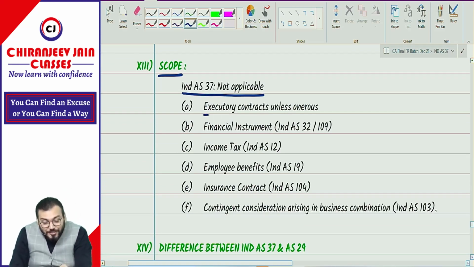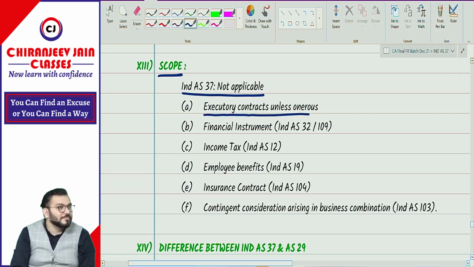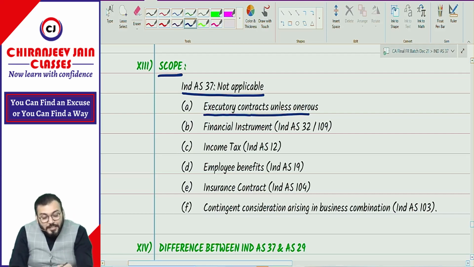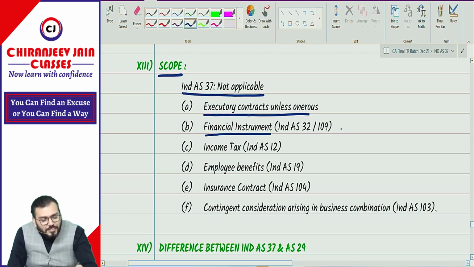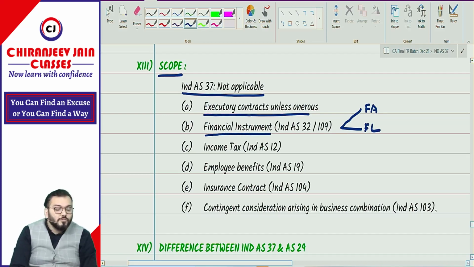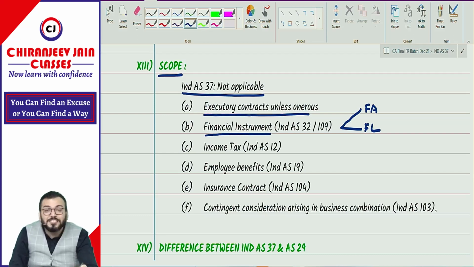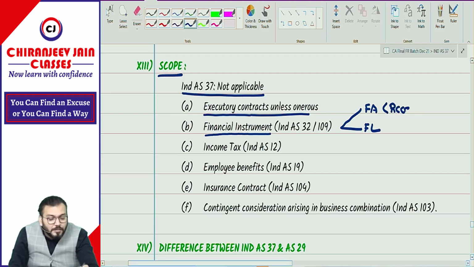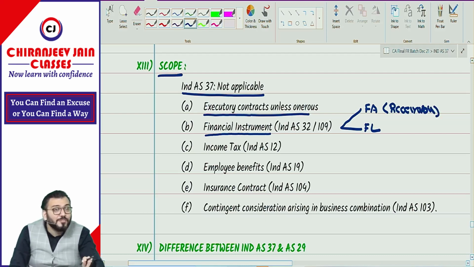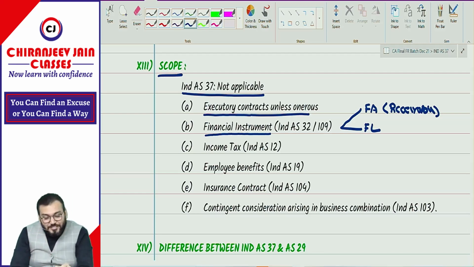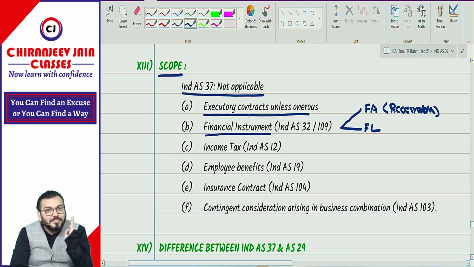Scope. Ind AS 37 is not applicable to executory contracts, unless onerous. Correct? It is not applicable to financial instruments. Financial instruments means financial assets and financial liabilities, which will be covered under Ind AS 32 and Ind AS 109, coming soon in your life. It will change the entire accounting. A financial asset, for example, is a receivable. So any provision for doubtful debt, which is not actually a provision, is not covered here. So financial instruments are outside the scope.